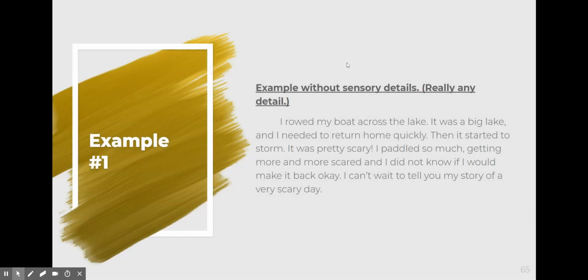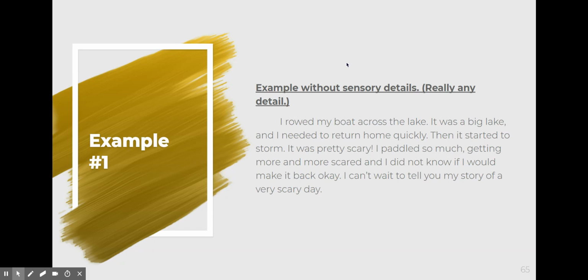So let's break down some examples again. Here's an example without sensory details or really any details at all. Let's say that this is a student writing a personal narrative, and this is their attempt at their first paragraph. It says, I rowed my boat across the lake. It was a big lake, and I needed to return home quickly. Then it started to storm. It was pretty scary. I paddled so much, getting more and more scared, and I did not know if I would make it back okay. I can't wait to tell you my story of a very scary day.